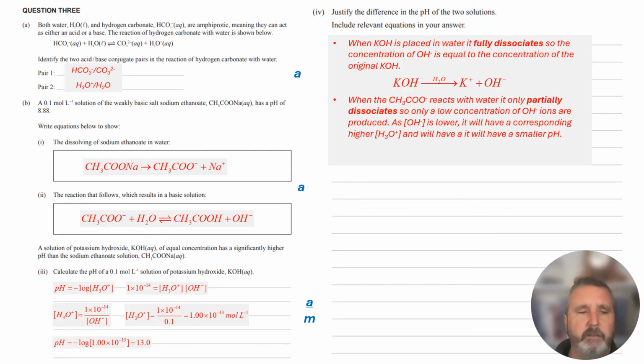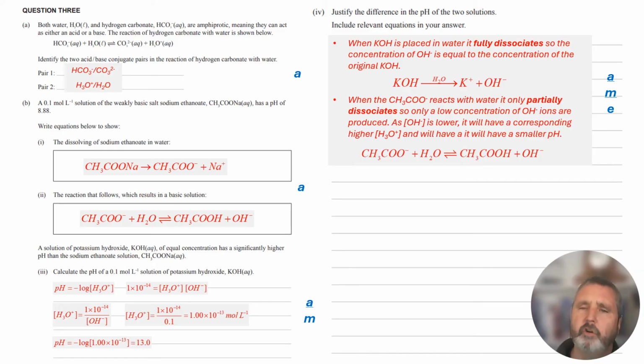But when the ethanoate ion reacts with water, it only partially dissociates, and we know that because we have an equilibrium arrow. So we produce a lower concentration of hydroxide ions. Because this is lower, correspondingly, the H3O plus concentration is going to be higher, and we're going to end up with a smaller pH than 13. See, we have 8.8. Here's our equation here to help explain this, but it was over on the other page. Now, this is an achieved, merit, and excellence question.